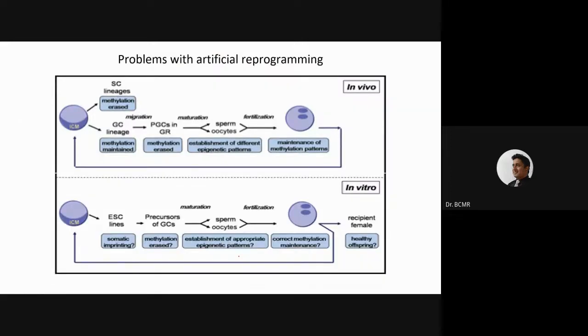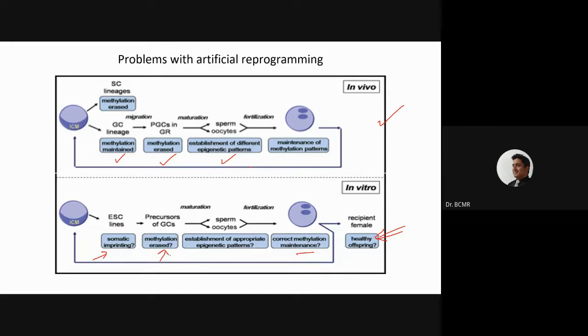So the problems, as I was describing: in vivo, the settings are different. There is germ cell lineage, primordial germ cells, and differentiation. There are the methylation patterns and many things that happen during this process in vivo. Whereas in vitro, we don't have this, and that is what is going to compromise the health of the offspring.